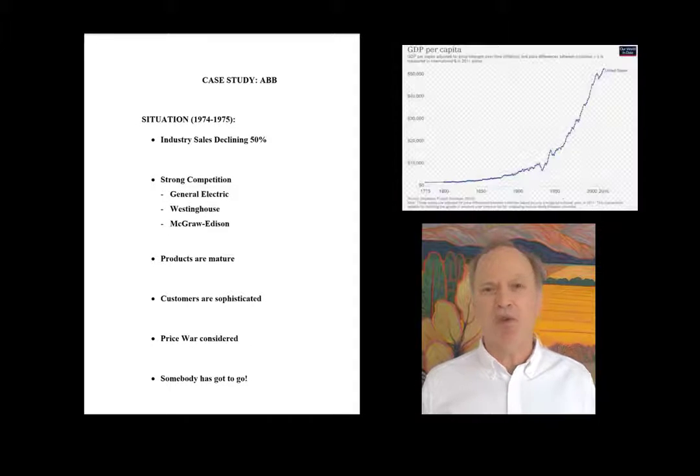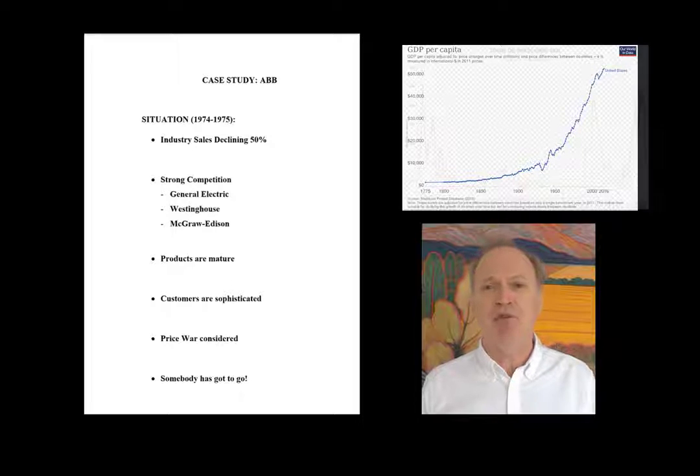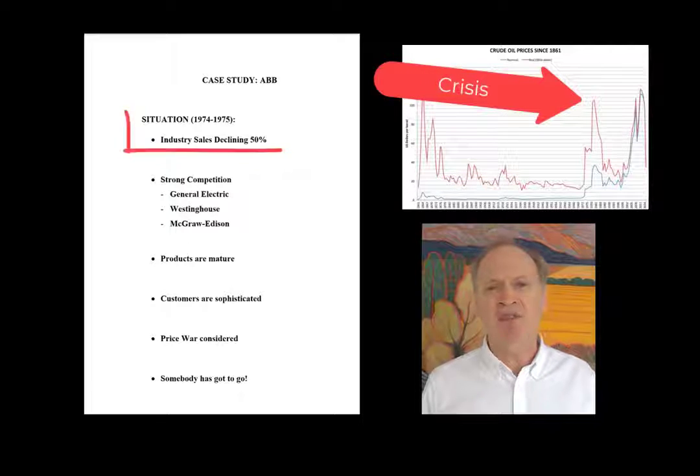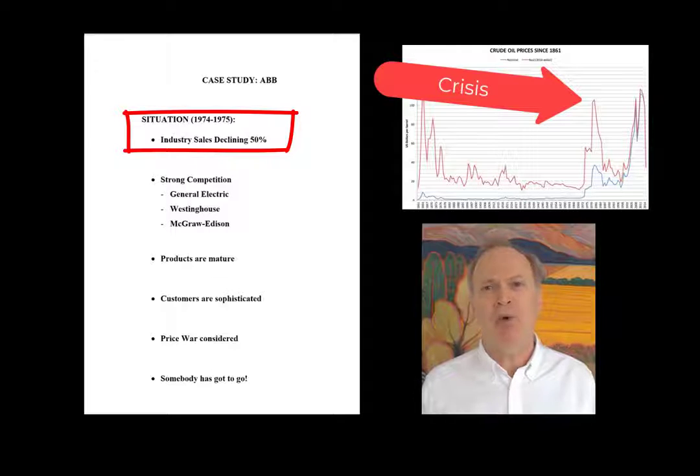The United States economy was booming after World War II, and the demand for power consumption was extremely high and growing very rapidly. The United States maybe represented up to 20 to 30% of the world's power consumption at that point. The market was booming. Companies were selling power transformers. Business was good. Then something happened. The first oil shock, 1973, carrying into 74 and 75, and the demand for power transformers plummeted by 50%.